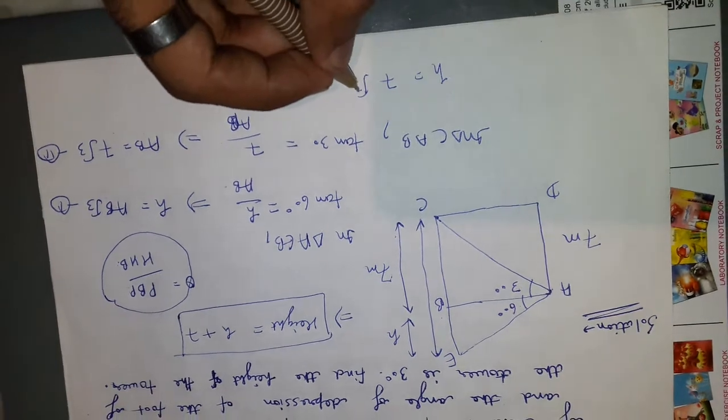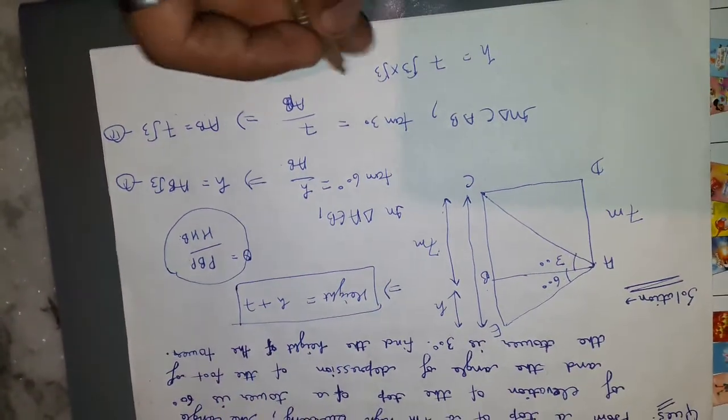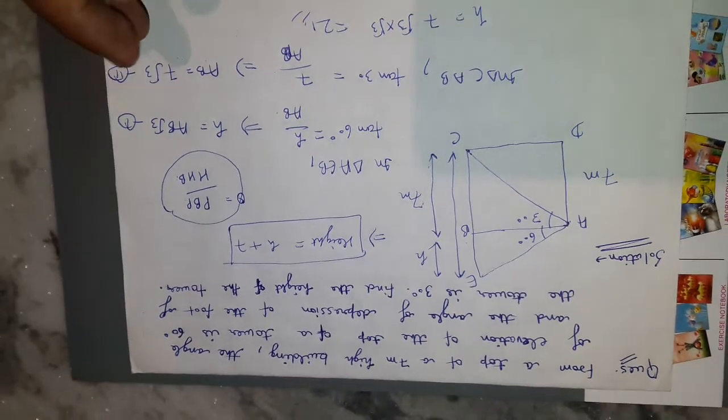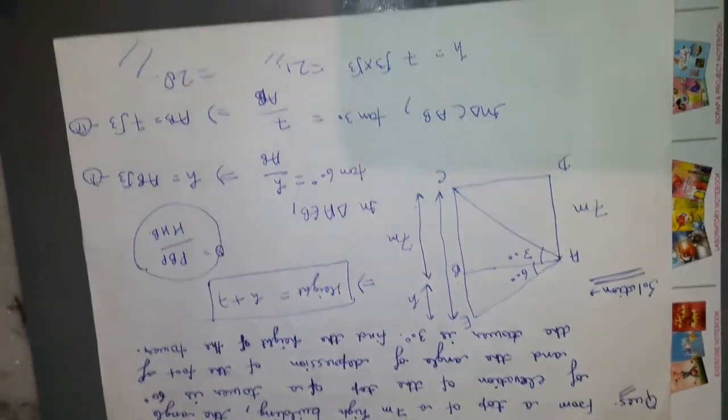7 root 3 into root 3. So root 3 into root 3 must be 3. So 7 3 is a 21. Okay, so what is the final height? H plus 7, so that must be 28. So 28 must be the correct answer.